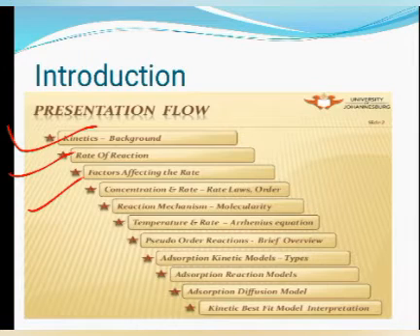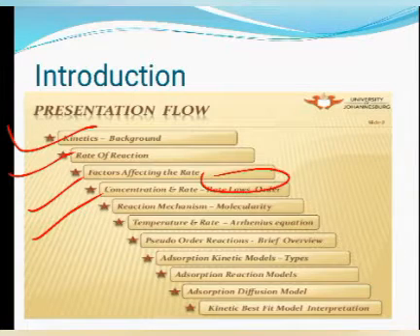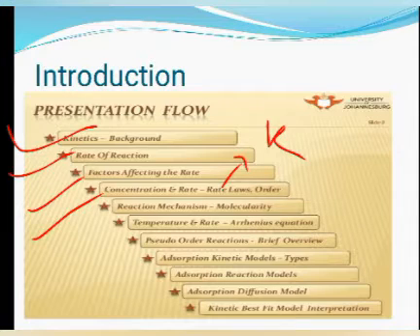Then we studied factors affecting rate of reaction: temperature, concentration of reactant, catalyst, surface area of reactant, nature of reactant, and the product. Then we are going to study concentration and rate. It means the relation between concentration and rate, which is simply known as rate law or order of reaction. Rate law we studied. In rate law, we need to define K.